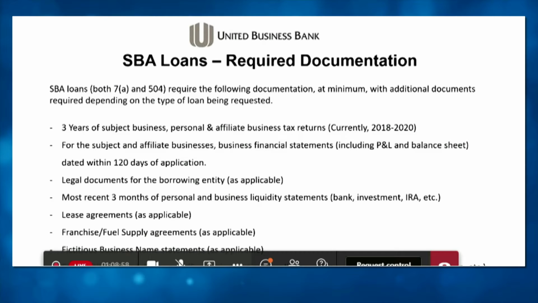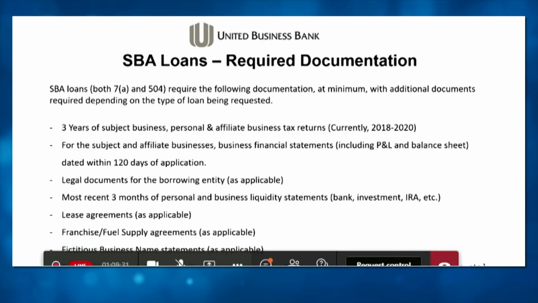So going down the list on the slide here, the first item is always tax returns, right? So tax returns are always required. Whether you're doing 7A or 504, if you are doing an SBA loan, you need to have tax returns, okay? The tax returns include the personal tax return and the business tax return, as in the business that is being financed, whether that is the seller's tax return in a purchase transaction, or in a refinance or other non-purchase transaction, it would be that business tax return.